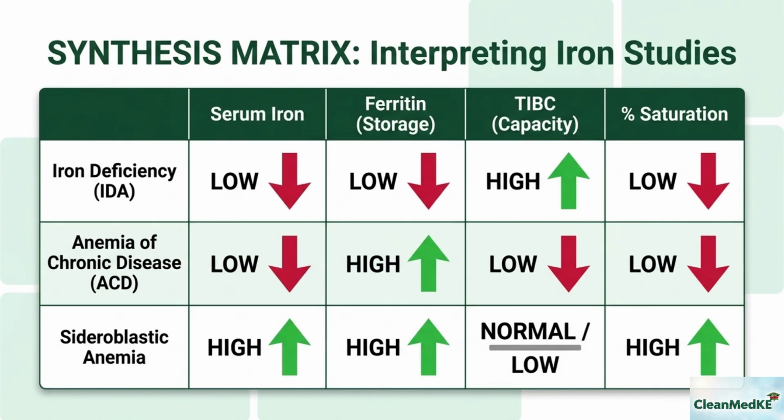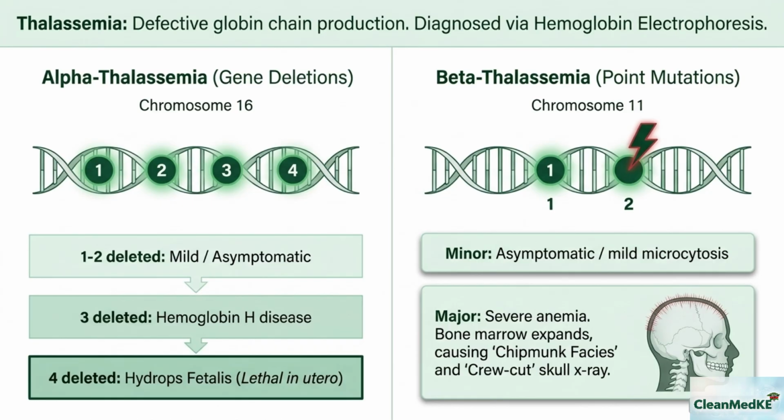Differentiating these is easier with a synthesis matrix. In IDA, both serum iron and ferritin, stored iron, are low, while the body's hunger for iron, the TIBC, is high. In ACD, serum iron is low, but ferritin is high because the iron is being sequestered. Sideroblastic anemia is the opposite, showing high serum iron and high ferritin.